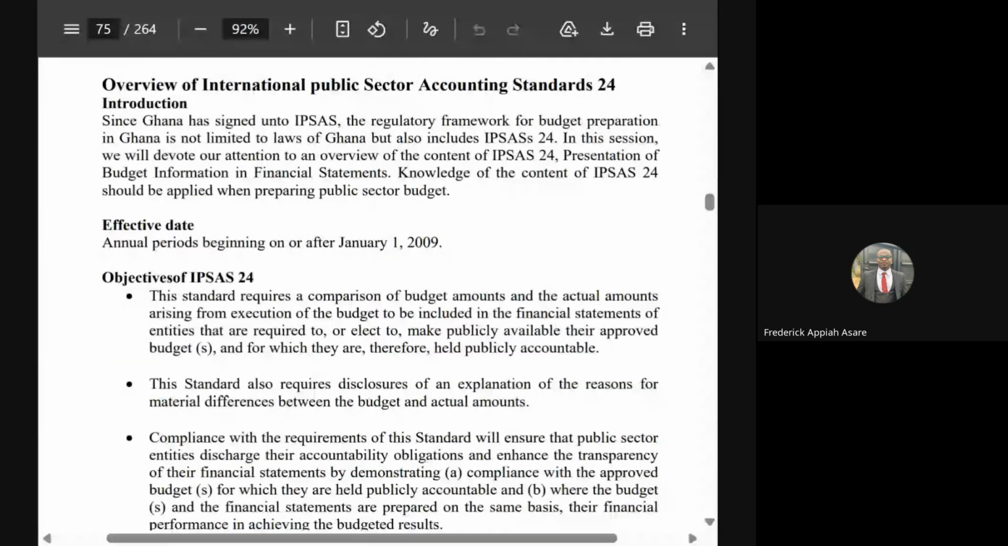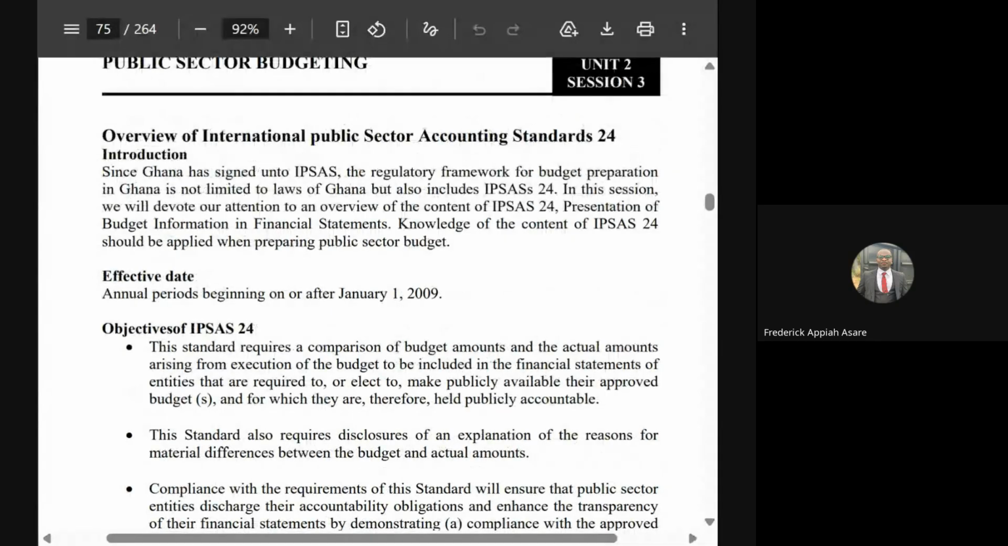When it comes to the IPSAS, which is also a regulatory framework, it also has a portion that will stipulate what we are supposed to do in preparation. And it includes the IPSAS 24. That is a presentation of budget information in the financial statement.